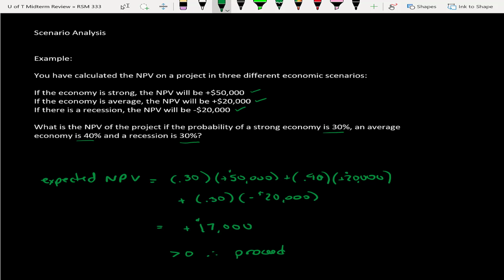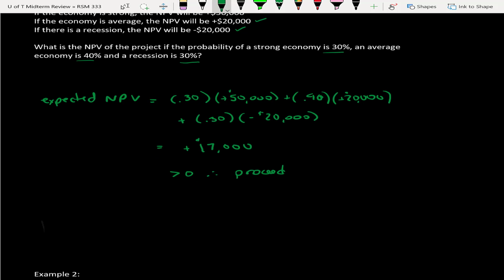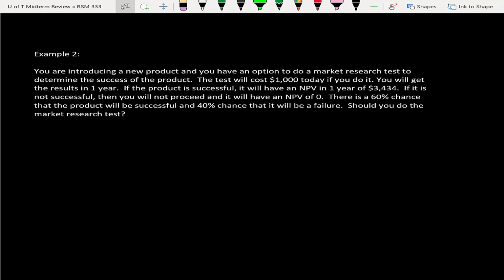Okay, now the next example is, rather than depending on the economy, it's going to give you a scenario where you can do a test to determine if it'll be successful or not. The project says you're introducing a new product and you've got the option to do some market research today. If you do it, it'll tell you whether it'll be successful or not a year from now. The test will cost you $1,000 to do.